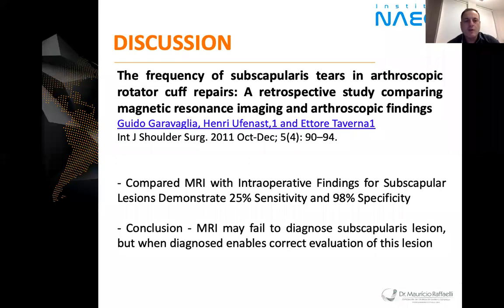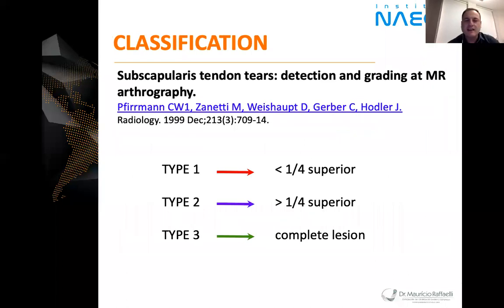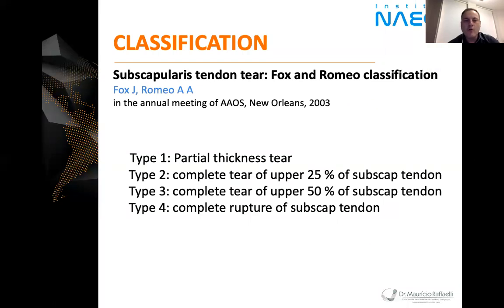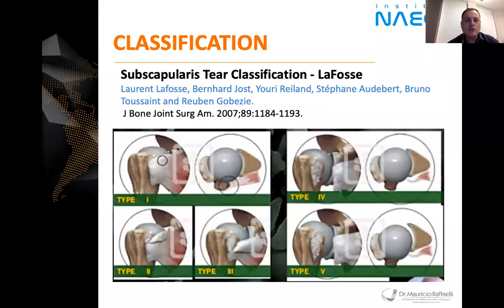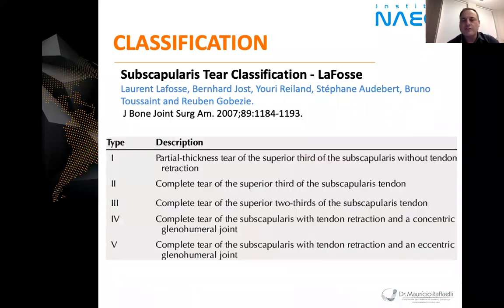Lafosse brought this classification of subscapularis injuries in 1999. Fox and Romeo modified the division of these injuries in 2003. And Dr. Lafosse complements this classification with the retraction of the subscapularis associated with loss of anterior stabilization.